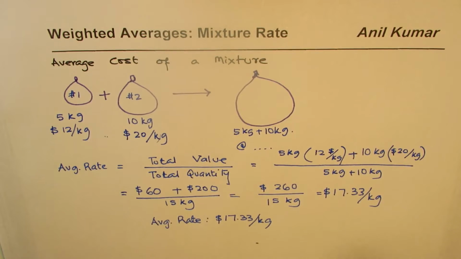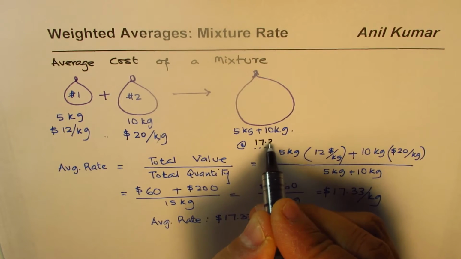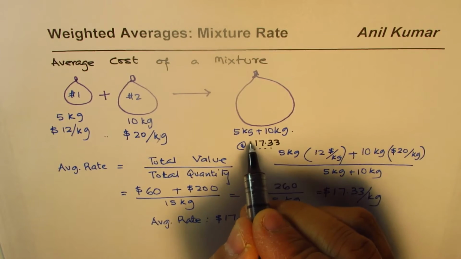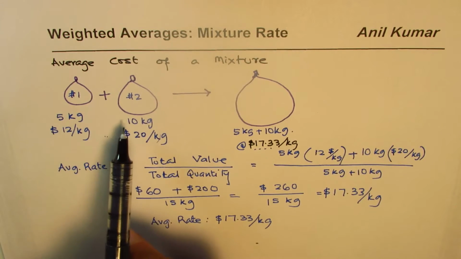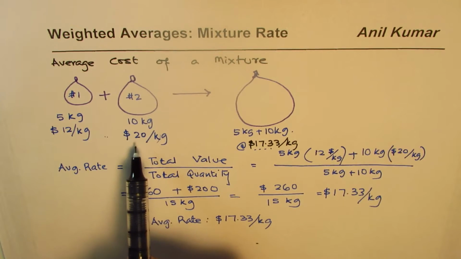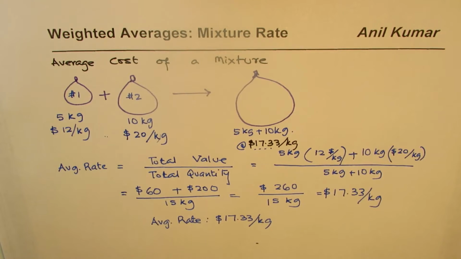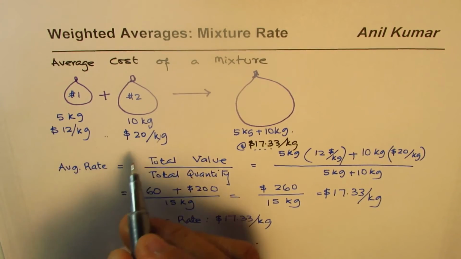So we get our answer here as the rate should be $17.33 per kg, right? So it becomes an expensive item relatively closer to the item which has more weight, and that is how the weights change the averages, and we come to this term weighted averages. I hope with this example you understand the concept as well. So you can actually change the values a bit, find weighted averages of a mixture, and you can change the values.